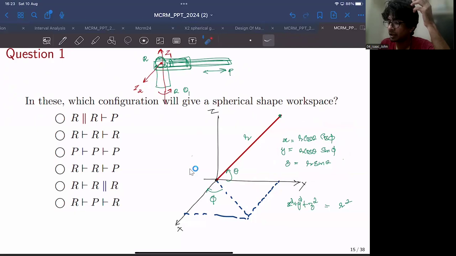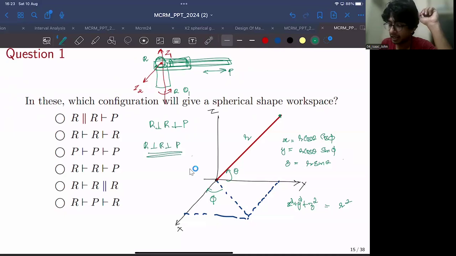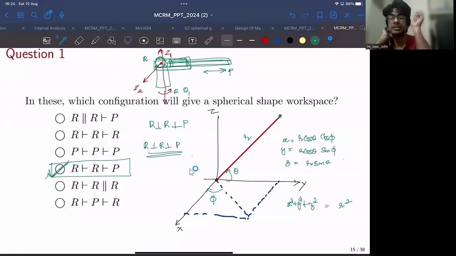So what is the configuration of this? We have two revolute joints and one prismatic joint. The first revolute joint is like this, the second revolute joint is like this, and these two are obviously perpendicular. So you can write a perpendicular symbol between them. And what can you say about the second revolute joint and the prismatic joint? Again, both of them are perpendicular. So you will also have a perpendicular symbol like this. So in that case, the correct answer is R perpendicular R perpendicular P, and the correct answer in this case would be, I think, option D here.